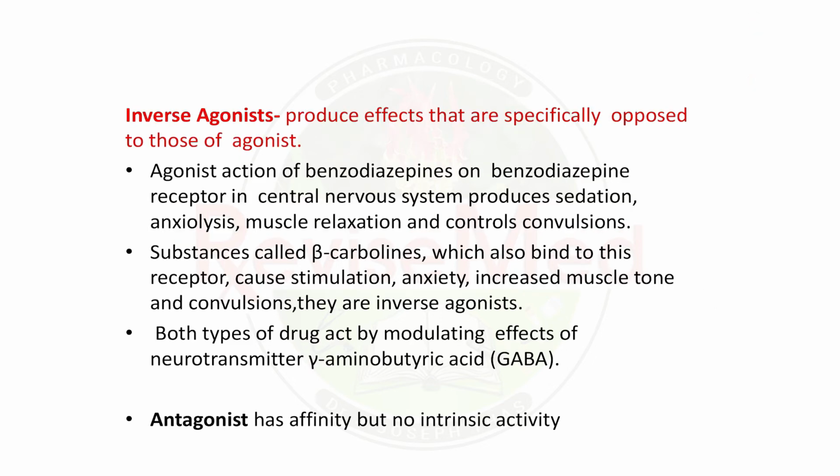Inverse agonists produce effects that are specifically opposed to those of an agonist. Agonist action of benzodiazepines on the benzodiazepine receptor in the central nervous system produces sedation, anxiolysis, muscle relaxation, and controls convulsions. But substances called beta-carbolines, which also bind to this receptor, cause stimulation, anxiety, increased muscle tone, and convulsions. They are called inverse agonists. Both types of drugs act by modulating effects of the neurotransmitter gamma-aminobutyric acid. An antagonist has affinity but no intrinsic activity.